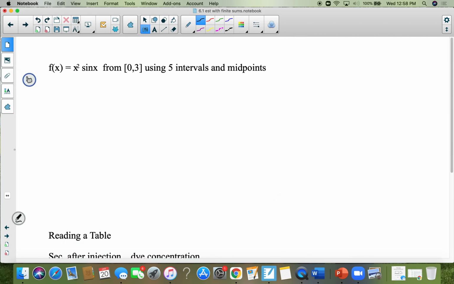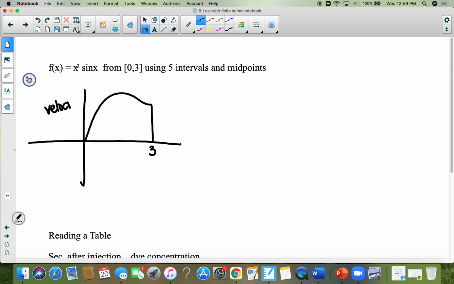So here's a new one. F of x is equal to x squared sine of x. So I'm just going to show you what it looks like. It looks something like that from 0 to 3. So that's what x squared sine of x looks like. Remember, this is a velocity graph. This isn't really f of x, this is really f prime of x. That's why it gets a little bit confusing.